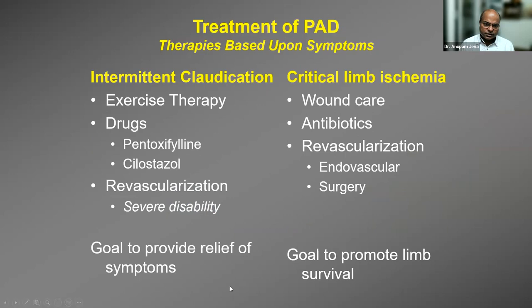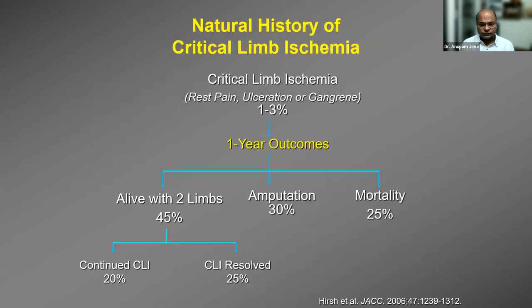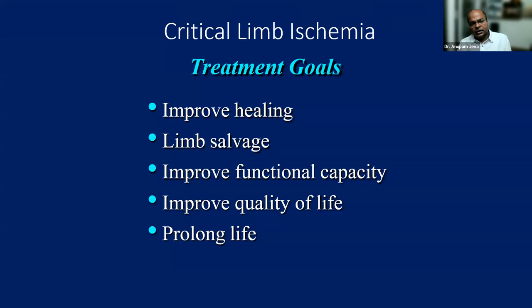And revascularization in intermittent claudication is for improvement of symptoms and functional status. And for critical limb ischemia, it is limb salvage. Whatever cases I will show, they are all limb salvage because they all had critical limb ischemia. And in critical limb ischemia, the treatment goals are, first of all, to improve healing because almost all these patients present with some non-healing ulcer, gangrene. So first of all, most of the time our target is to improve healing of the wound.